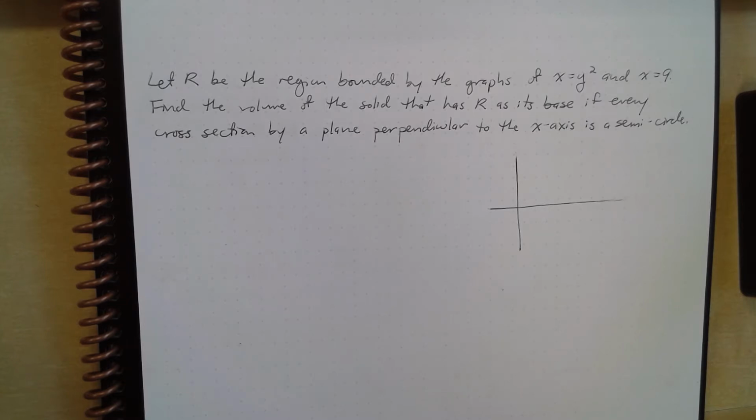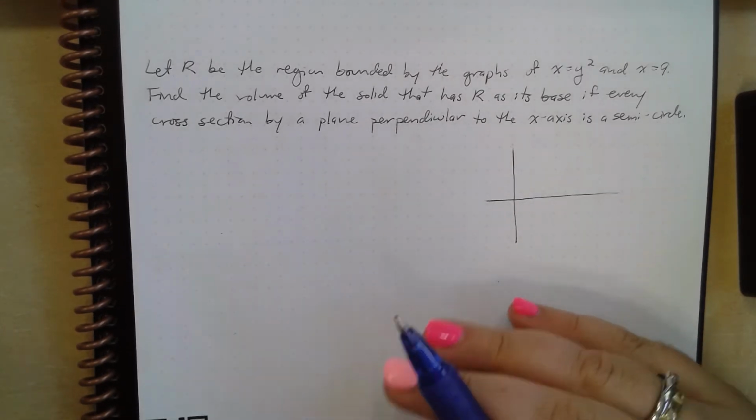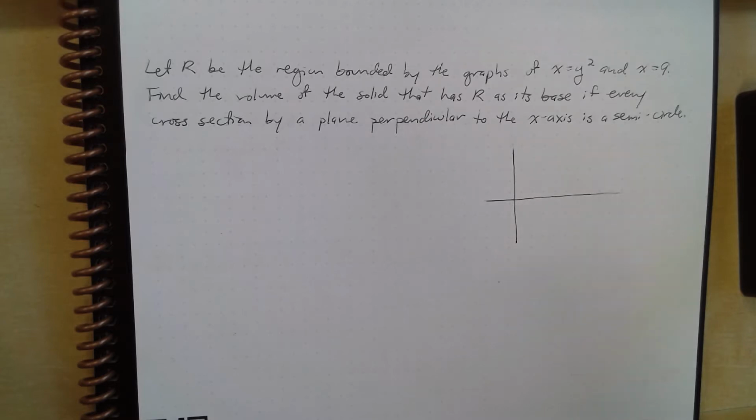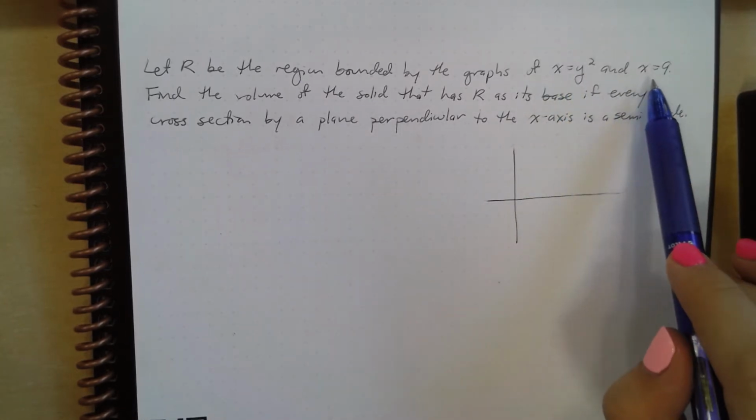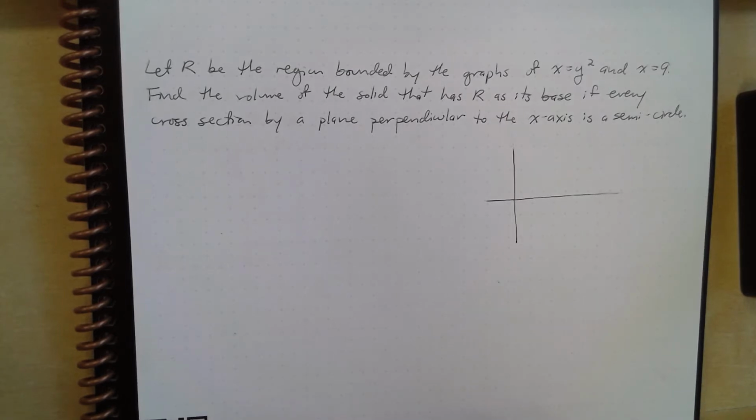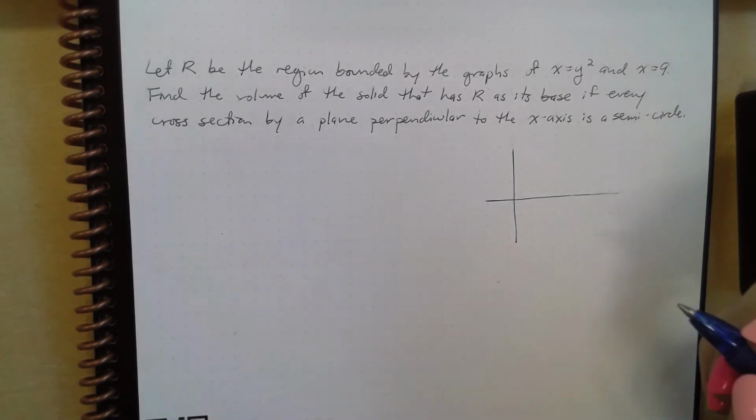Okay, so we found a circle with respect to x. Let's find something perpendicular to the... anyway, sorry, that's not what I want to do yet, but let's just do another example. Let R be the region bounded by the graphs of y equals x squared, or I'm sorry, x equals y squared and x equals 9. Find the volume of the solid that has R as its base if every cross-section by a plane perpendicular to the x-axis is a semicircle. That's what I wanted to do next, was deal with semicircles.